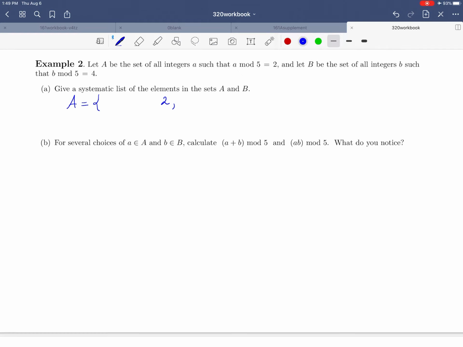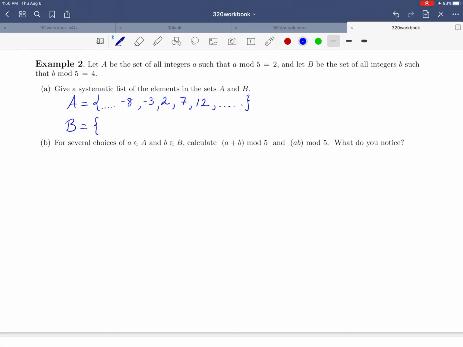What else? The next one would be 7. And then the next bigger one would be 12. They all have a remainder of 2 when divided by 5. And so on. You kind of get the picture. Negative numbers can be in here too. So what negative number has a remainder of 2 when divided by 5? The first one would be minus 3, and then before that would be minus 8, and so on. So here we have a systematic enumeration of everything that's in set A, and you can see what patterns you notice when you're looking at that.